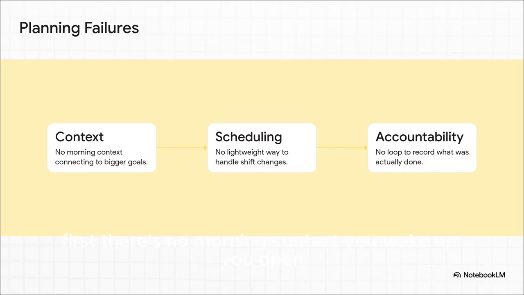First, there's no morning context. You wake up, you open your laptop, and nothing actually tells you what today's schedule is. Second is scheduling friction. Having to manually update a calendar or spreadsheet for every minor shift change is honestly just exhausting. And third, there's no accountability loop. Without a system actively asking what you accomplished, the whole day just passes entirely unrecorded.